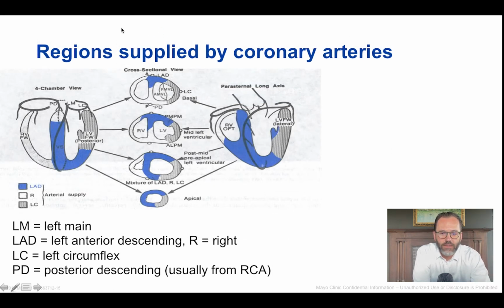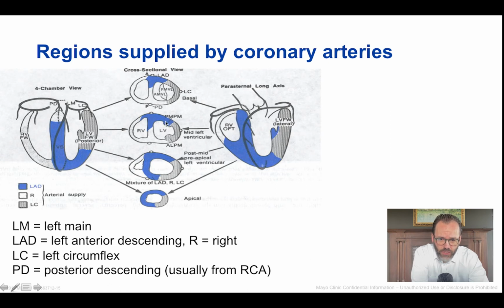Now, when we look at this in a bit more detail, hopefully this depiction is helpful. We've got the regions supplied by coronary arteries here. And so what you can see is, if you break out your Mickey Mouse Dakota ring, you've got the left anterior descending, which is going to be in blue, the right coronary artery in white, and the left circumflex artery in this hatched color.